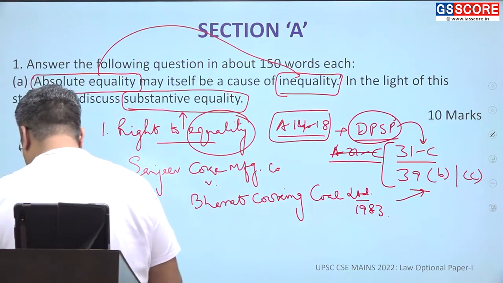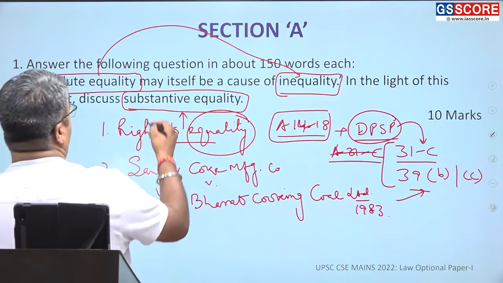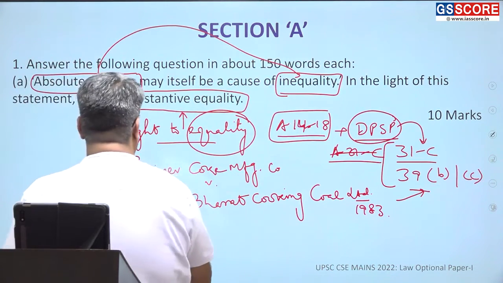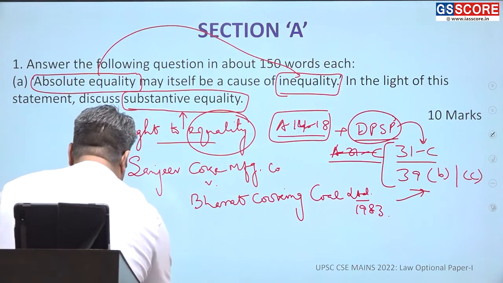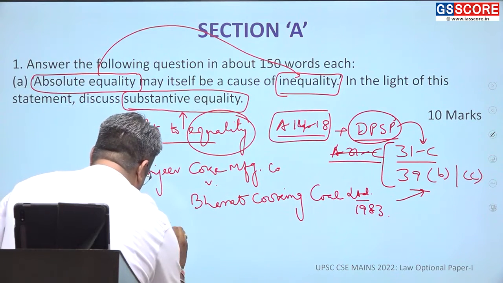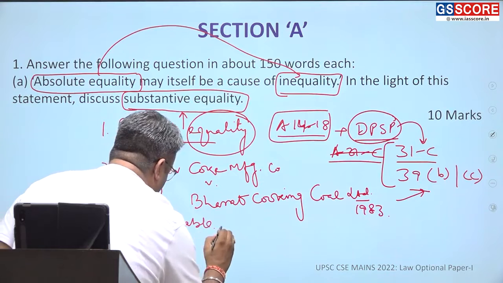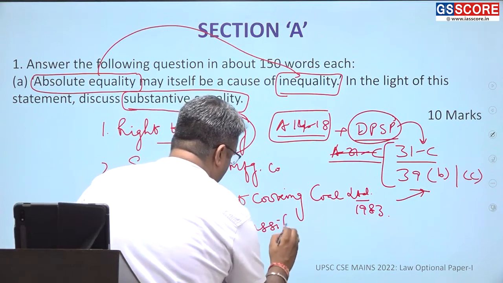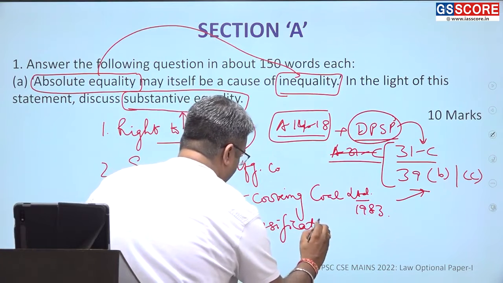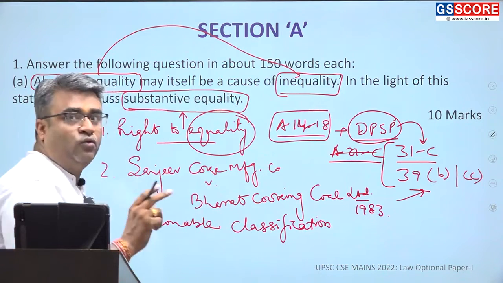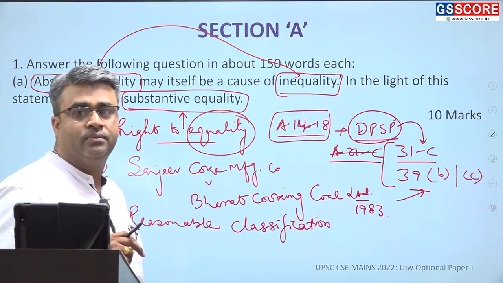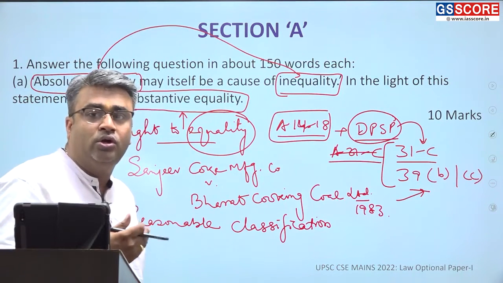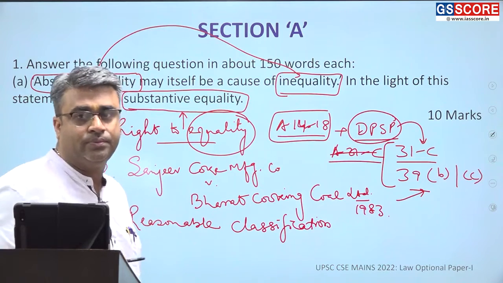One of this case you can mention. And then when you have to relate this inequality and substantive equality, you can also mention about reasonable classification. I'm giving you a hint about how you should be clear about the contents of your answer. Because if you are clear what should be the contents of the answer, this will help you to write down a perfect answer.